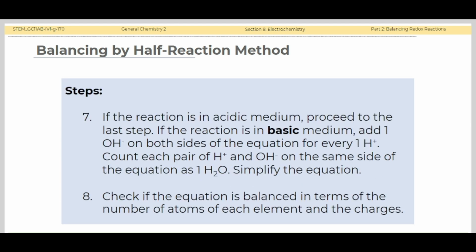7. If the reaction is in an acidic medium, proceed to the last step. If the reaction is in a basic medium, add one hydroxide ion on both sides of the equation for every one hydrogen ion. Count each pair of hydrogen and hydroxide on the same side of the equation as one water molecule. Simplify the equation. 8. Check if the equation is balanced in terms of the number of atoms of each element and the charges.